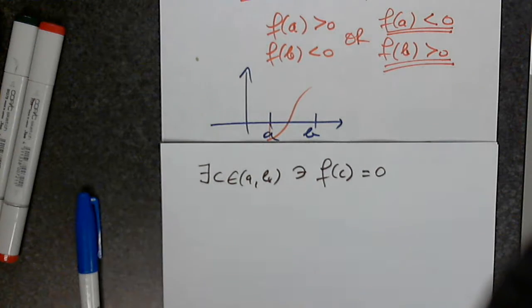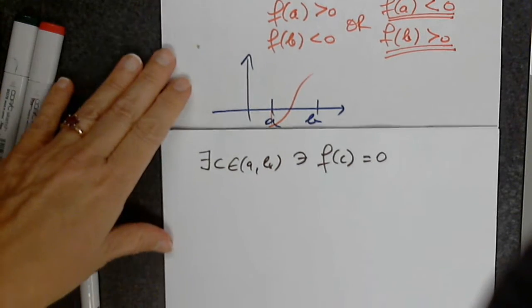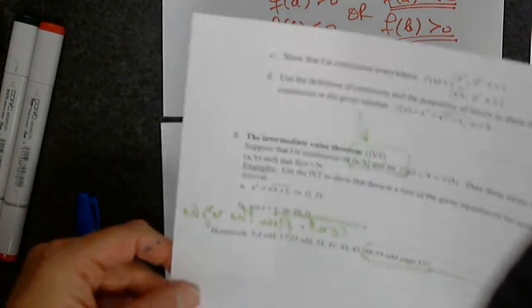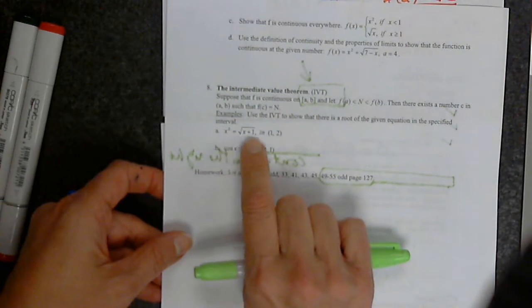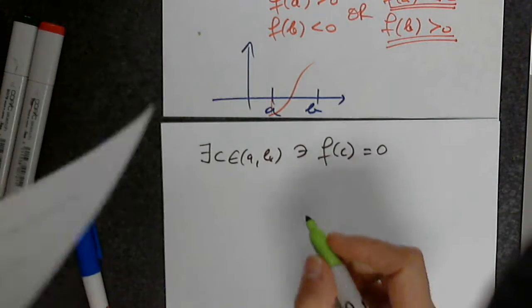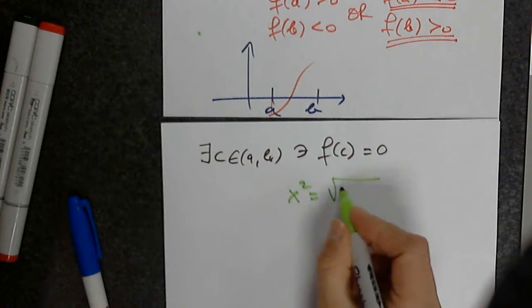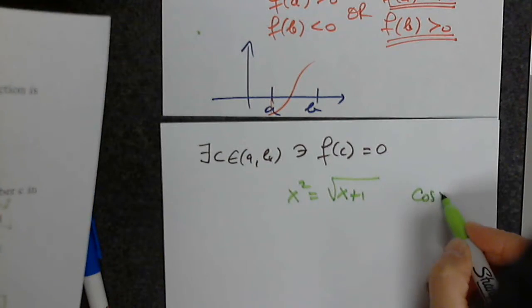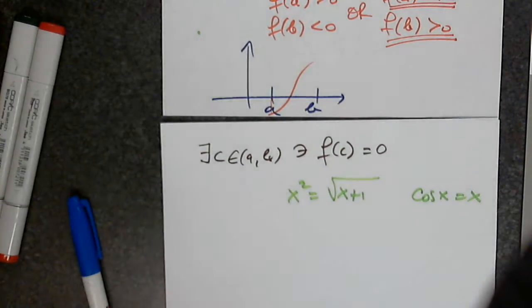And now you can say, okay, nice. But when do I use it? Here's when I use it. Here's an example. Let's suppose I want to solve this equation: x squared equals the square root of x plus 1. Or even more difficult, cosine x equals x.